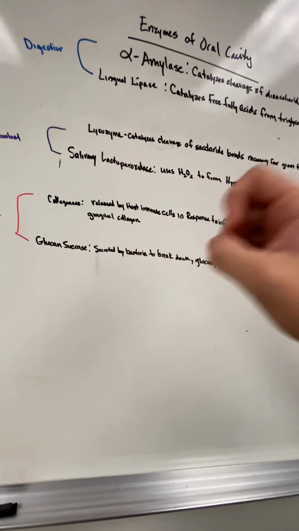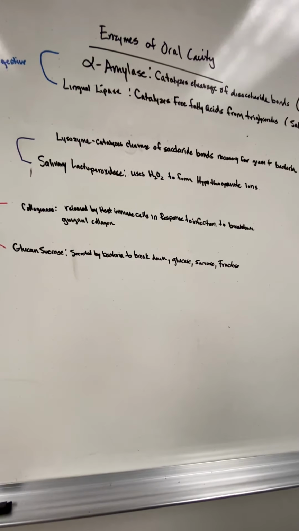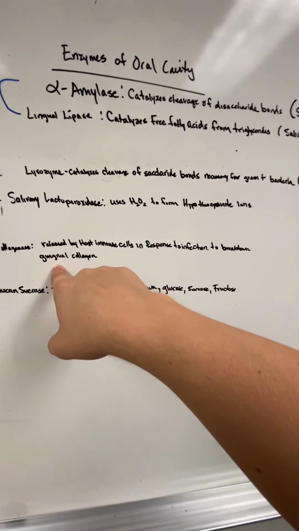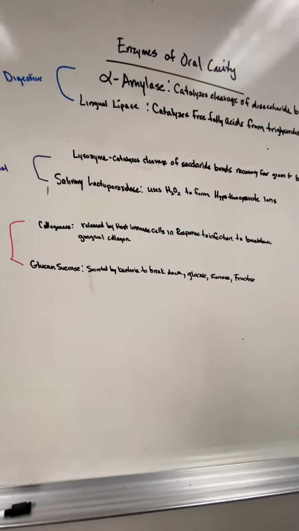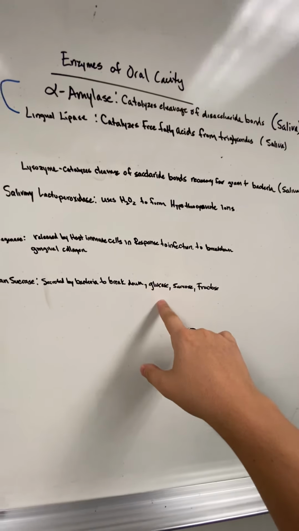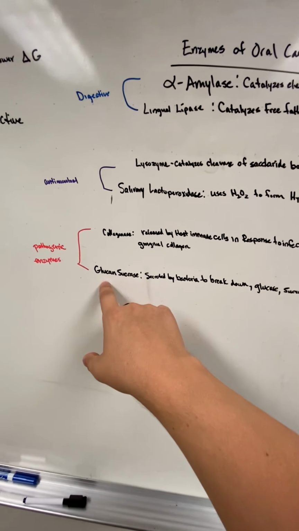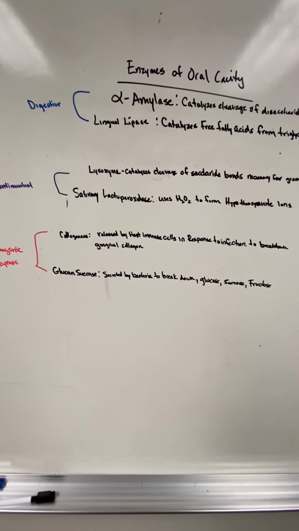It's released by host immune cells. Typically, you don't really want that to happen because this is how you get periodontal disease. But anyways, that's how you break down gingival collagen. And then glucansucrase. This is secreted by bacteria to break down glucose, sucrose, and fructose. And this is how you get that glucan matrix that can build up and it binds to the teeth.